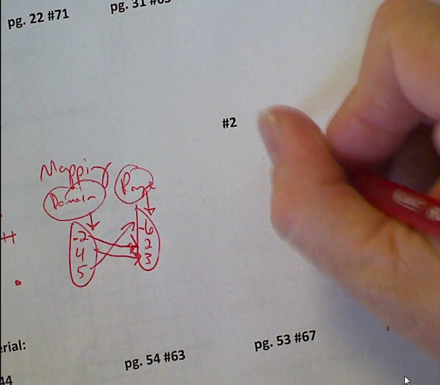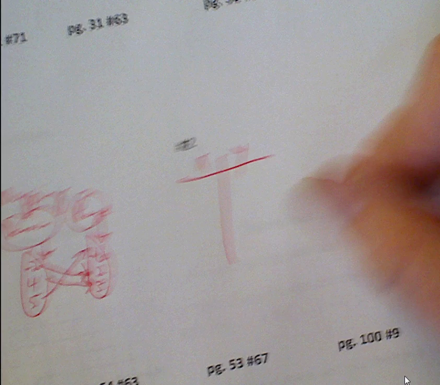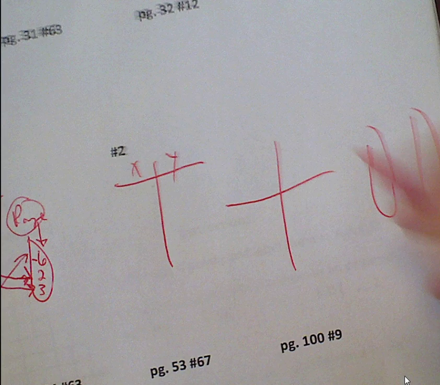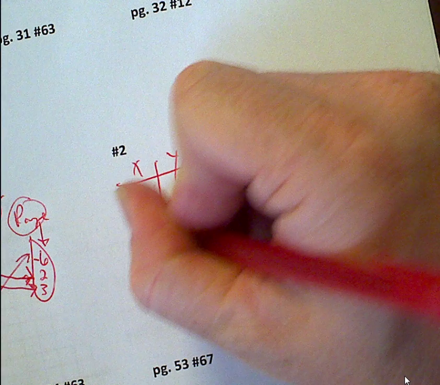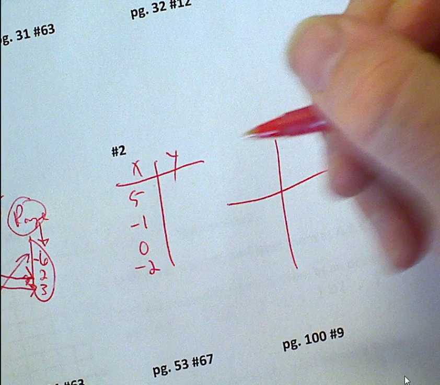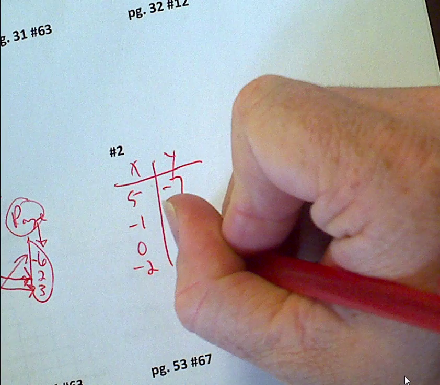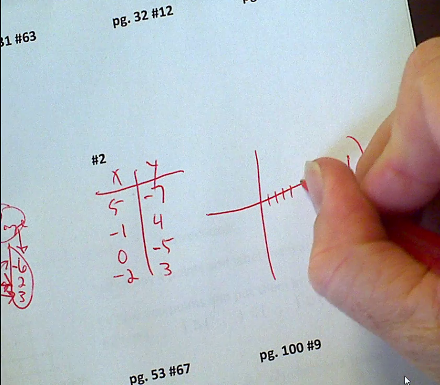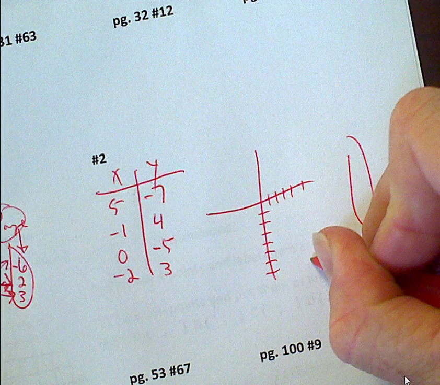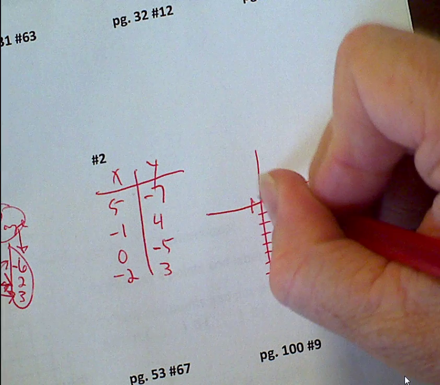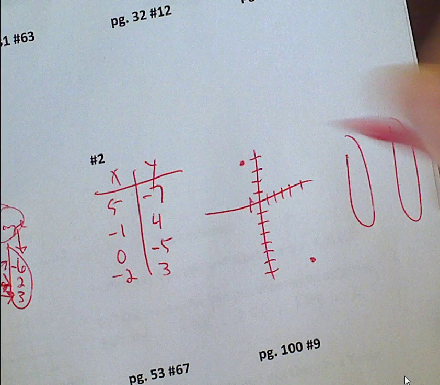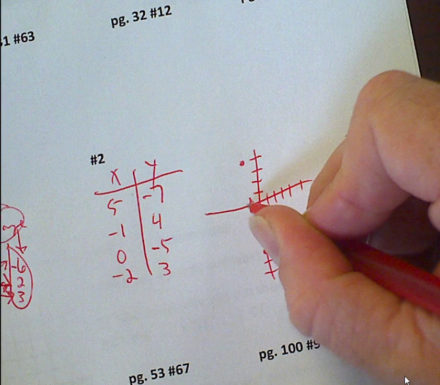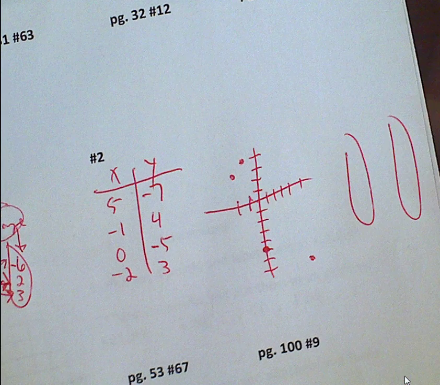On number 2, here's my table, my graph, and my mapping will be over here. So I got 5, -1, 0, -2, -7, 4, -5, 3. If I graph this, I got 1, 2, 3, 4, 5, down 1, 2, 3, 4, 5, 6, 7. I'm at -1, 1, 2, 3, 4. I'm at 0, -1, 2, 3, 4, 5. -2, up 1, 2, 3. There's my graph.